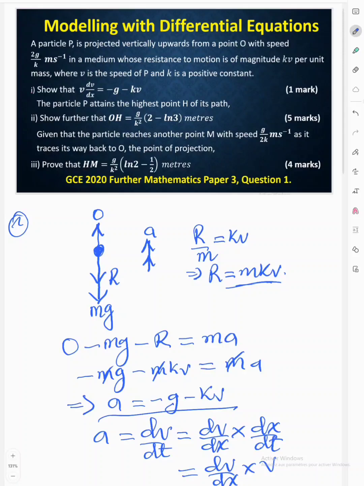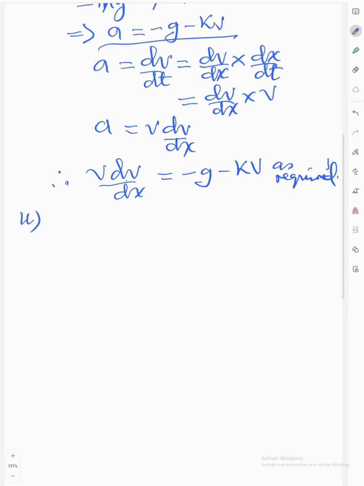In the second part, we are told that the particle P attains the highest point H of its path. Show further that OH equals g over k squared into 2 minus ln 3 meters. So in the second part, we are going to take the statement that we just finished proving, v dv/dx equals negative into g plus kv. I have factorized the negative on the right hand side.